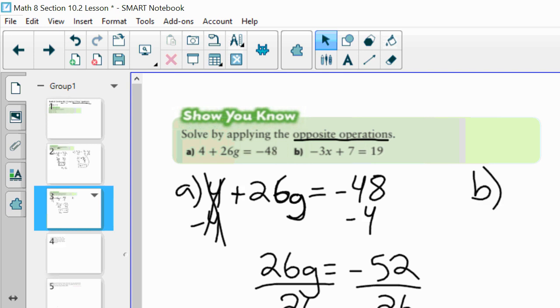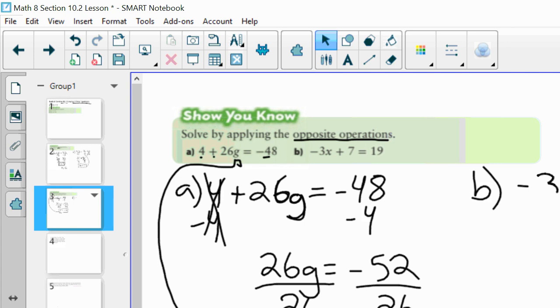So the 7 plus 7 minus 7, they cancel out. I'm left with negative 3x is equal to, well, 19 minus 7 is equal to 12. So now I have negative 3x. I'm going to divide by negative 3, since x is being multiplied by negative 3. I'm also going to divide on the right side by negative 3. So the negative 3's cancel out, because negative 3 divided by negative 3 is positive 1. So I'm left with just 1x. It's equal to 12 divided by negative 3 is equal to negative 4.